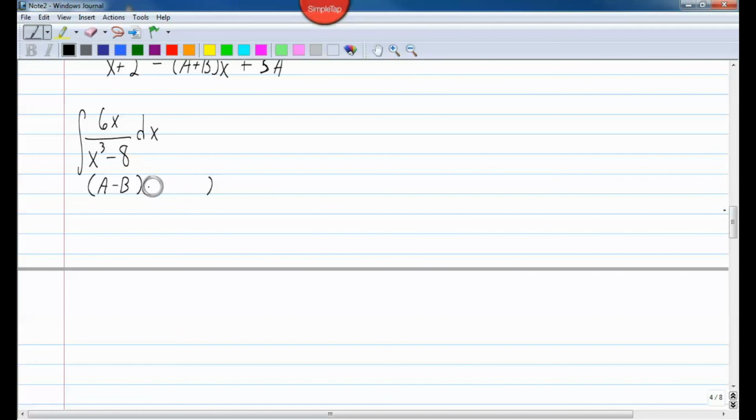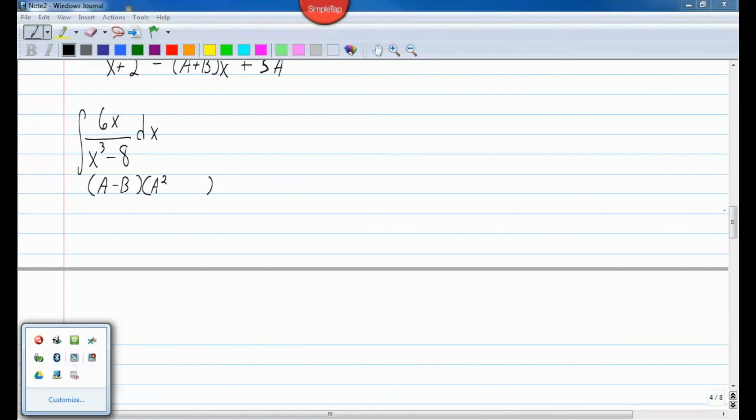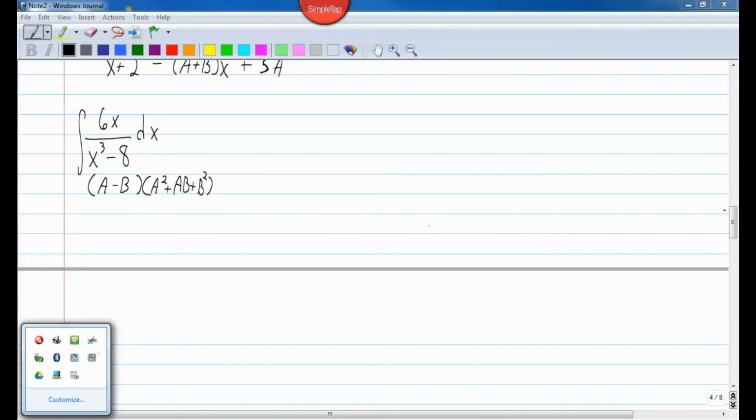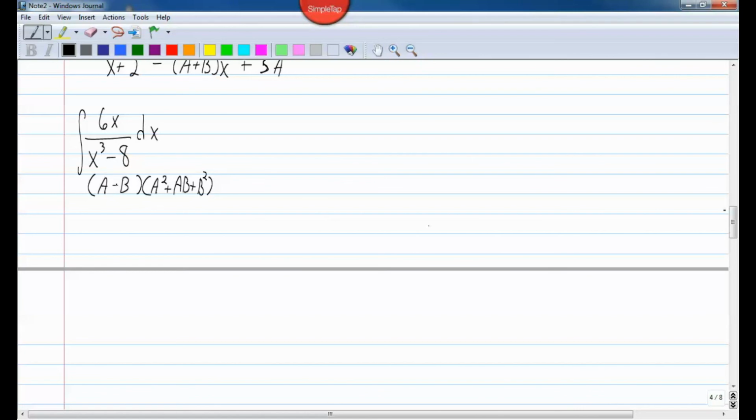All right, then what goes over here? A squared, plus ab, plus b squared. So again, it's a minus b times a squared plus ab plus b squared. That's just how that factors, right? You can multiply that back in and you'll get a cubed minus b cubed.